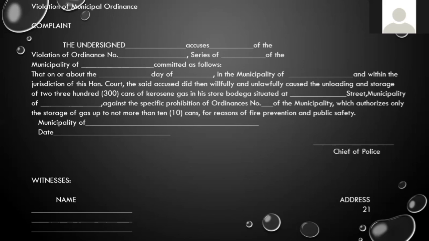Then, perma po nung pulis na nag-imbestiga, tsaka yung witness po na nakakita.